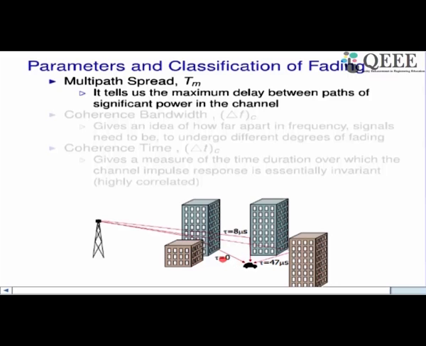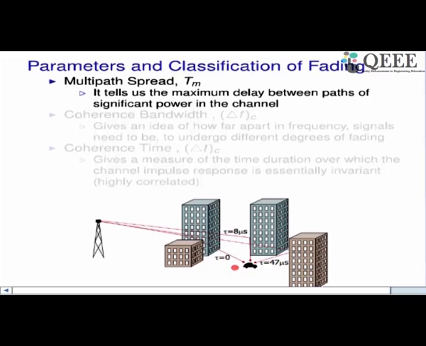One is coming straight with a delay of 0. The second one is coming with a delay of 8 microseconds. So a measure of the delay is what is called a delay spread. It gives you the time duration over which you can expect signals to be received. Okay. Now the signal amplitude can go down significantly.